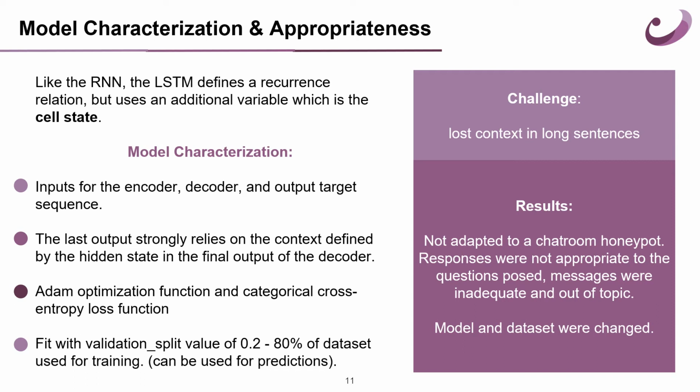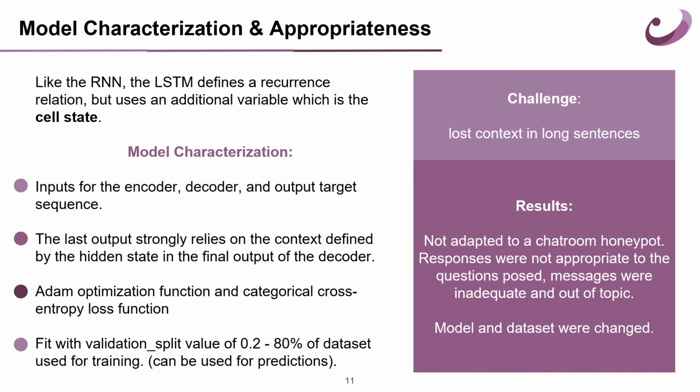Finally, the model is characterized with inputs for the encoder and the decoder and the output target sequence. We can now compile the model using Adam optimization function and categorical cross entropy loss function. The model is fit with a validation split value equal to 0.2, which means that 80% of the dataset will be used for training. The model weights are saved in a file, and once the designed model is fit, it can be used for prediction. In other terms, given a message, it should output an appropriate reply.